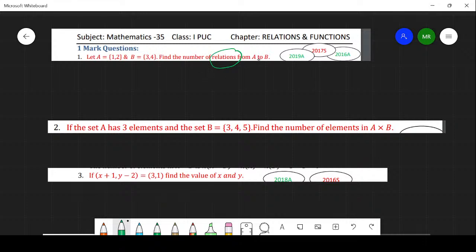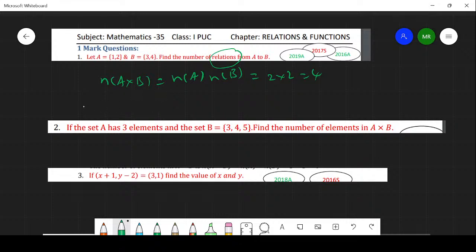So when they are asking the number of relations, first you find the number of elements of A cross B, n of A cross B. What is n of A cross B? It is n of A into n of B. A is having 2 elements, B is having 2 elements, 2 into 2, 4. A cross B is having 4 elements. Then every subset of A cross B is known as a relation.